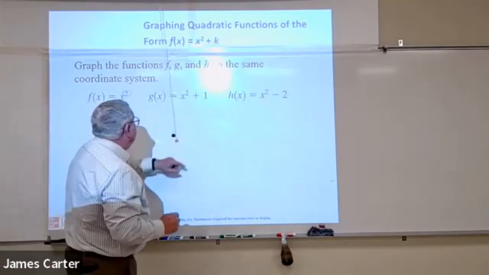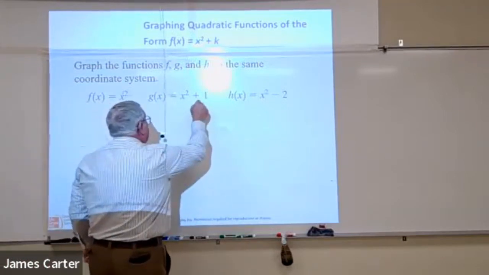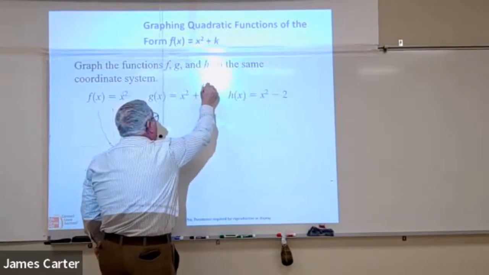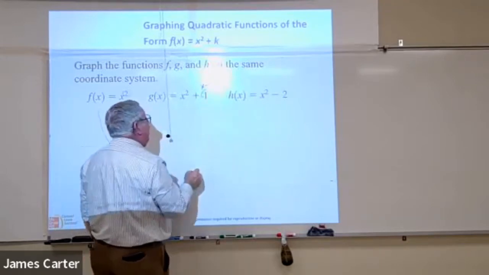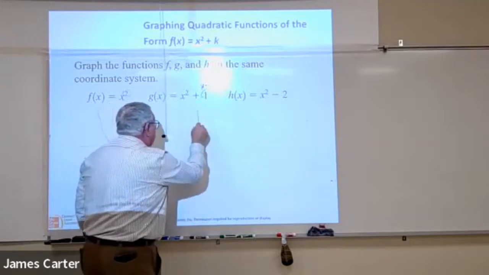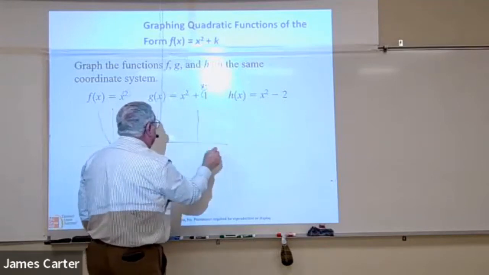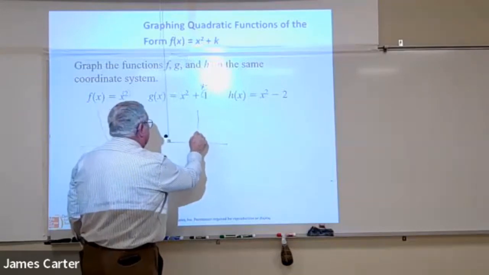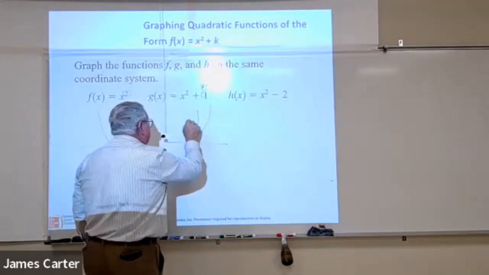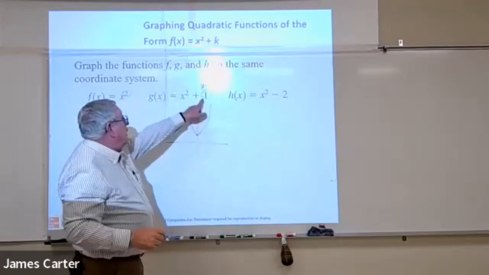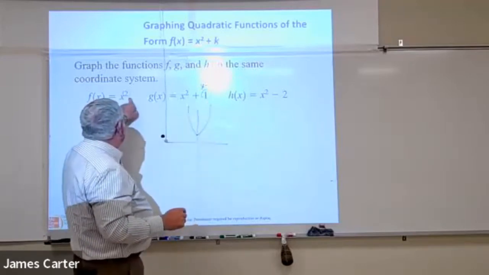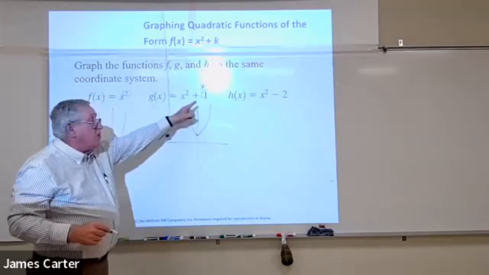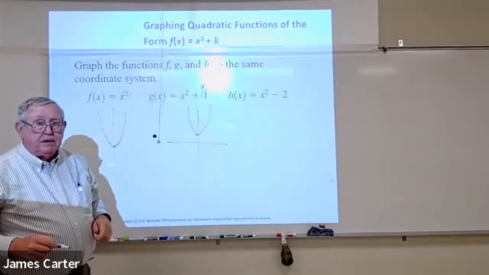This one, in this case, the y-intercept is 1. Here's the graph. Here's the y-intercept. And this thing now goes up like this. So if you have a number added on to the end of one of these, all it does is move it up or down depending on what the sign is.